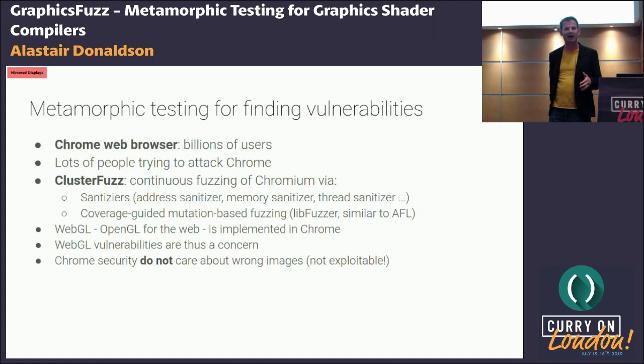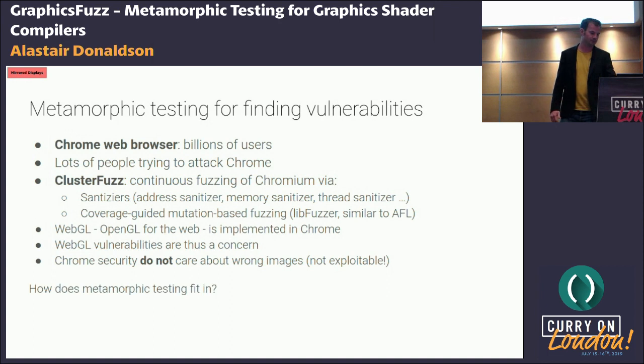They don't care about wrong images. What I mean is, they'd love it if WebGL produced nice images all the time, but their primary concern is, are there exploitable vulnerabilities? So they're primarily concerned with looking for things like buffer overflows. So our semantics preserving fuzzer might not seem to be the best fit for that job.